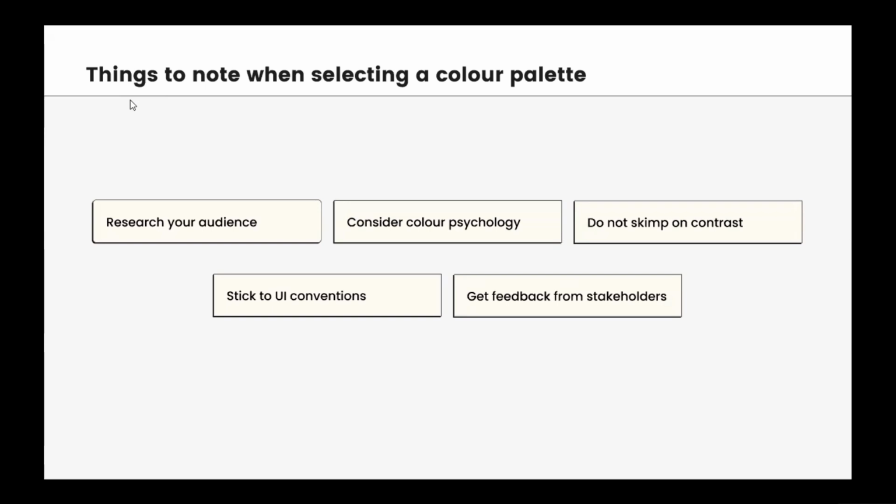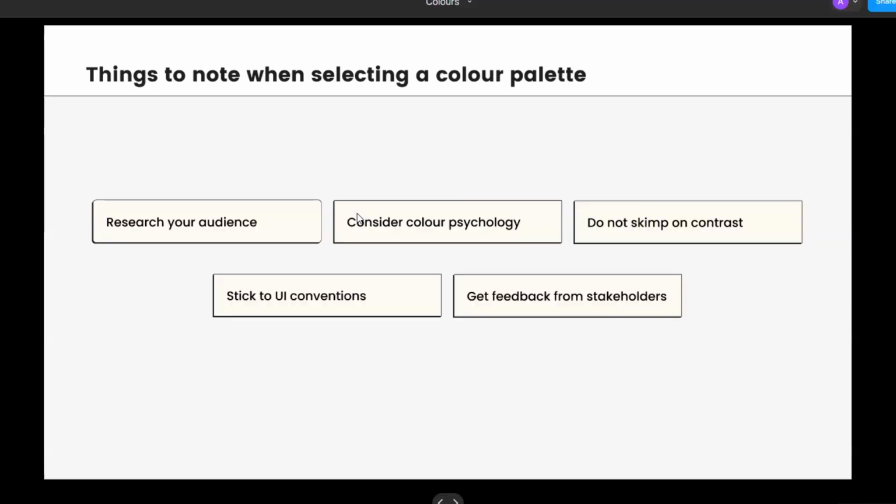Now, things to note when selecting a color palette. You could research your audience. Now, how do you research your audience? You should know the kind of audience you're working with, the demographic. You could check the age. Older audiences tend to like muted tones like navy blue, compared to younger audiences. So research the age.